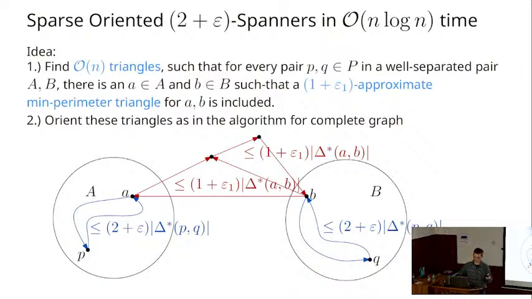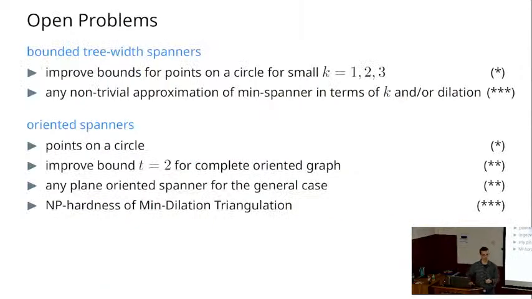Essentially, we use a well-separated pair decomposition and approximate nearest neighbor search, and somehow this allows us to get a relatively short path for any pair of points. The 2 is essentially the 2 from the previous algorithm. The epsilon is the epsilon from the well-separated pair decomposition plus a little bit of epsilon from approximating the min parameter triangles. And that is all that I wanted to show you. Thank you.